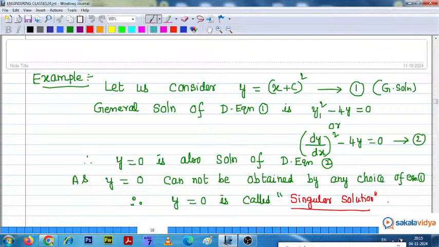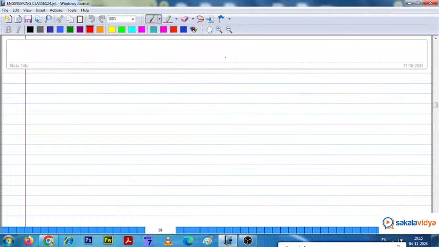So in the last session we had a discussion on the introduction to differential equations. We have studied up to singular solutions. Today we are going to discuss how to form a differential equation, and also in today's session we shall solve some problems based on the formation of differential equations.